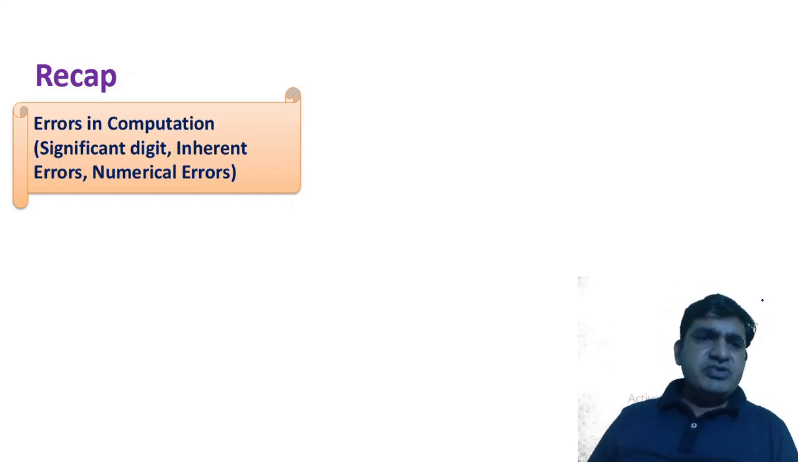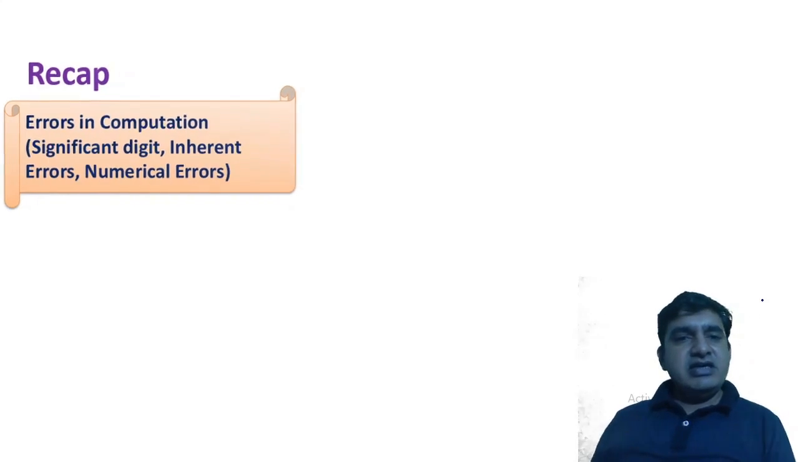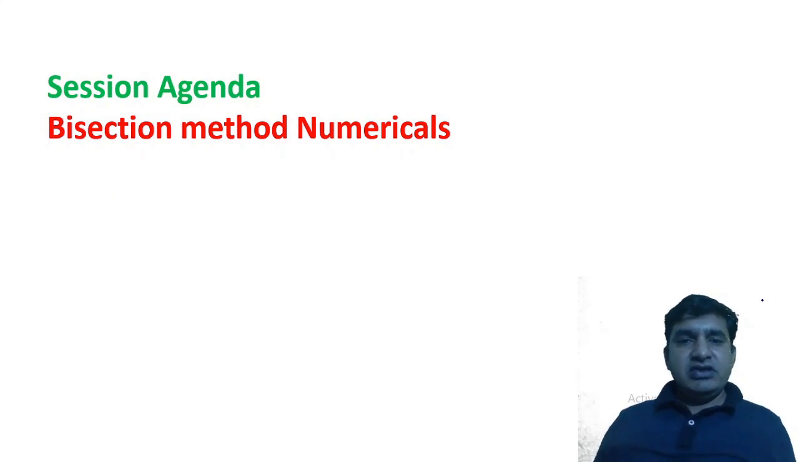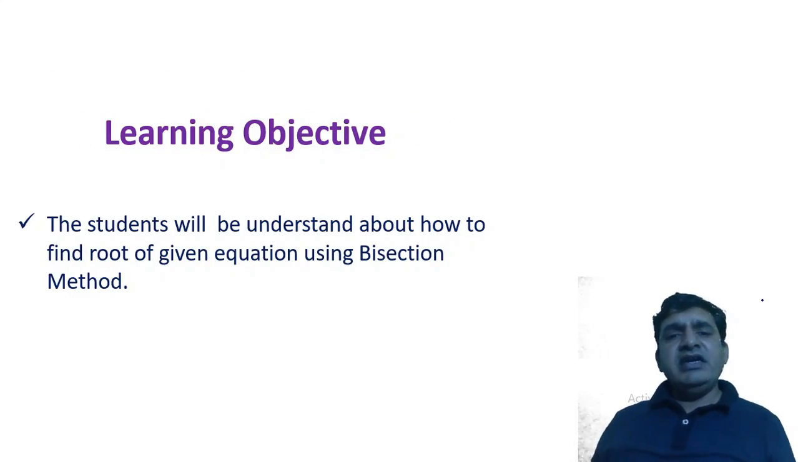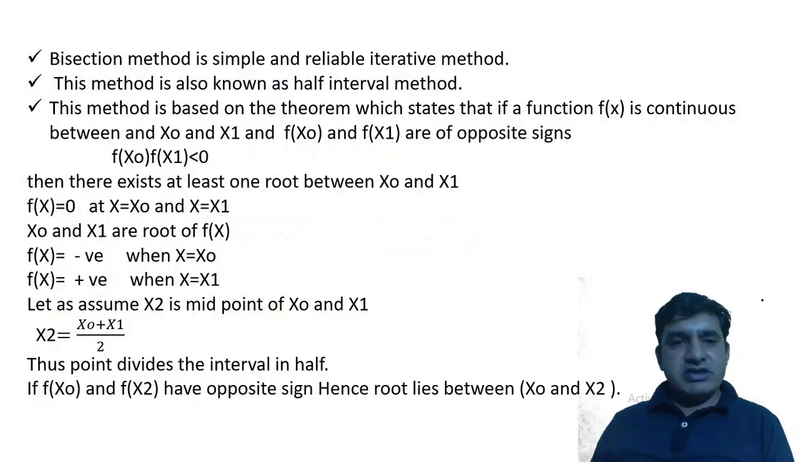A significant figure is a figure which has some significance in a measurement, but it does not necessarily denote certainty. That is, the digit may be an uncertain digit. In the previous lecture, we also discussed what is accuracy and what is precision. Friends, in this lecture, we are going to see the numericals of the bisection method. After attending this lecture, the student will be able to find the root of an equation by using the bisection method.